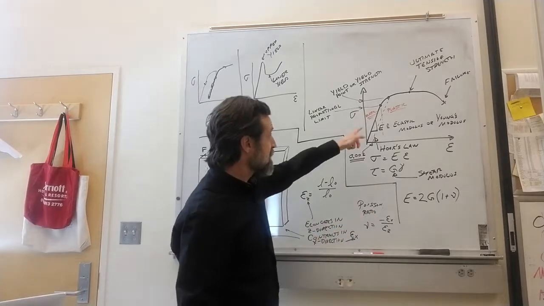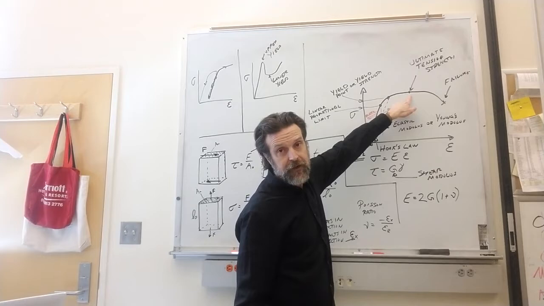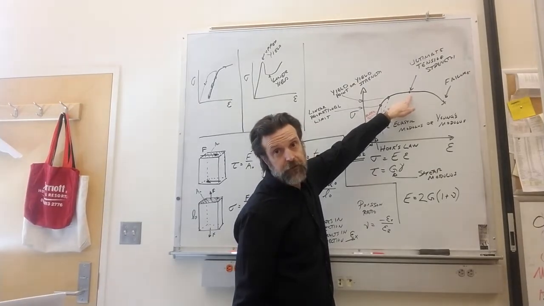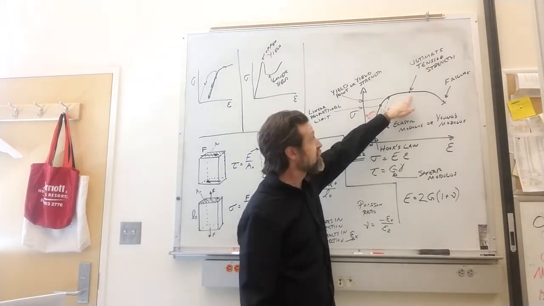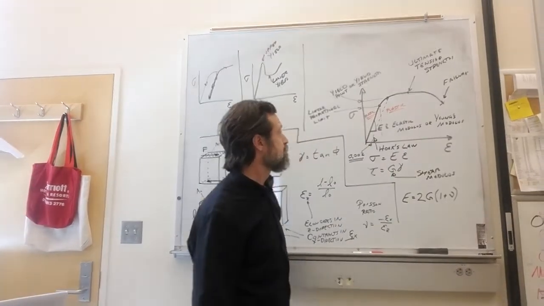We keep pulling, we keep doing plastic deformation, we reach the maximum point of the curve, and this is called our ultimate tensile strength, or the tensile strength of the material. We keep pulling, and eventually it fails because the part breaks.